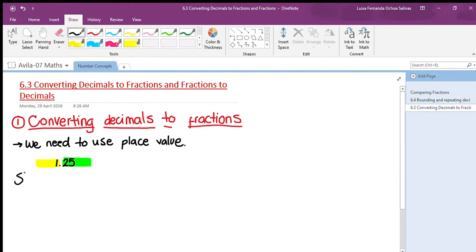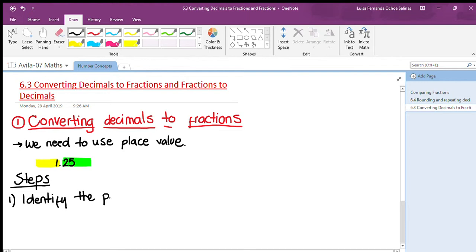So let's look at the steps. The first step that we need to do is to identify the place value of the last digit in the decimal part. Identify the place value of the last digit in the decimal part of the number.